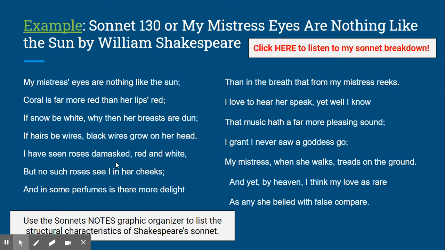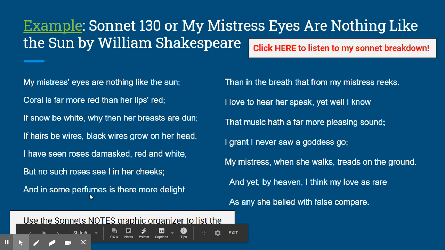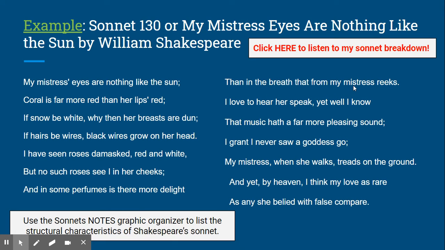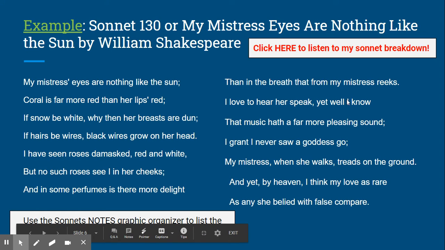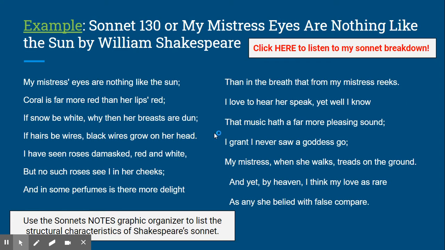I have seen roses damasked, red and white, but no such roses see I in her cheeks. And in some perfumes there is more delight than in the breath that from my mistress reeks. So again, we have a period that signals the end of a quatrain. And again, we have a different rhyme scheme. White rhymes with delight, cheeks rhymes with reeks. And so in this case, it is C, D, C, D.